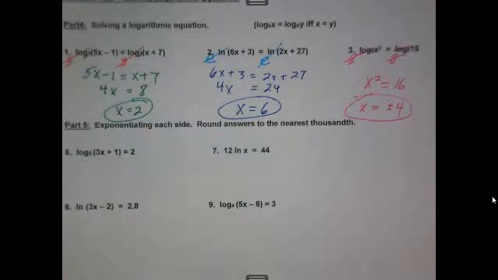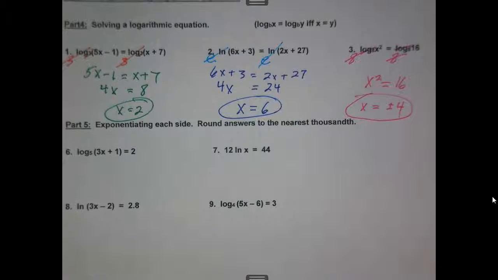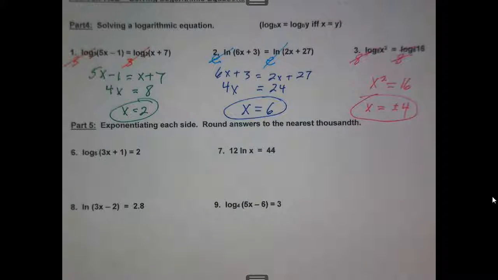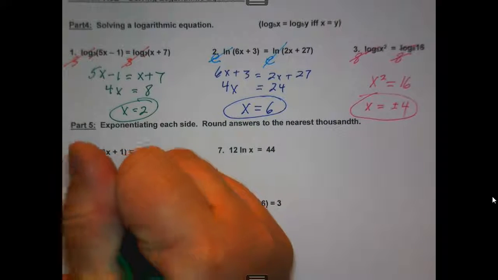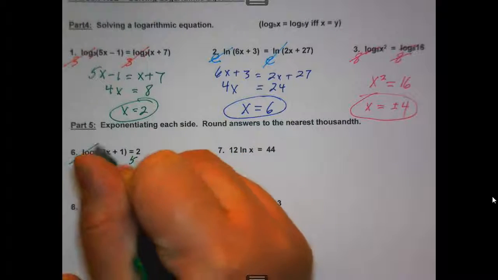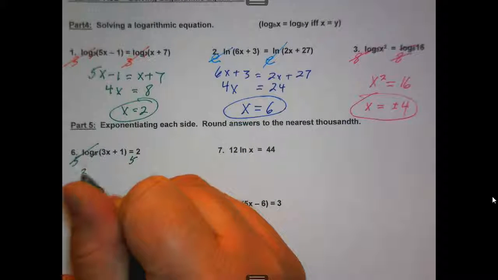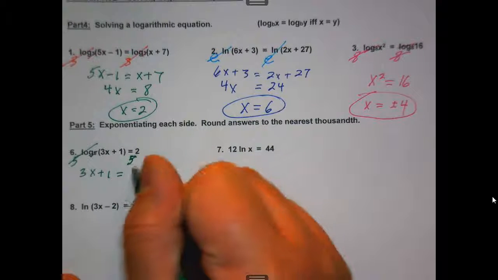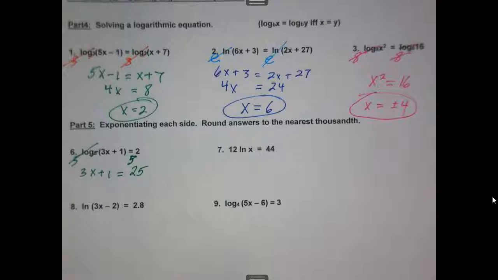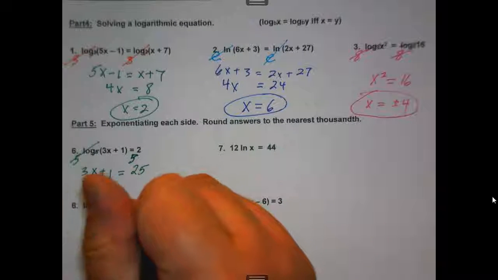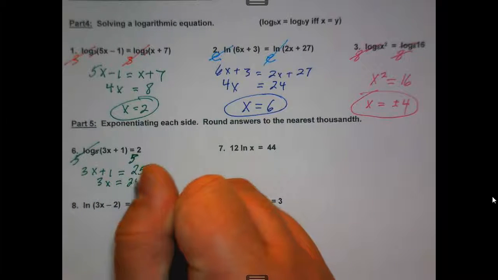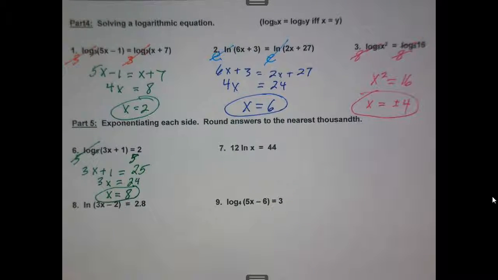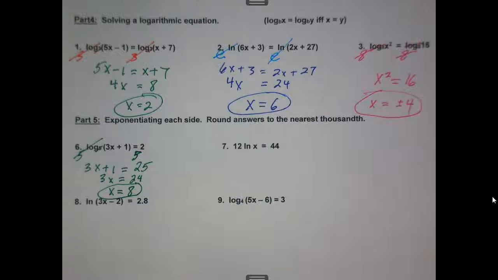All right, next section. If you think that was easy, just wait till this. All right, what do I raise both sides to? 5. 5 cancels out log 5, so I get 3x plus 1 equals 5 squared. What's 5 squared? That's right, 25. Subtract 1 from each side. I get 3x equals 24. What's x? 8.